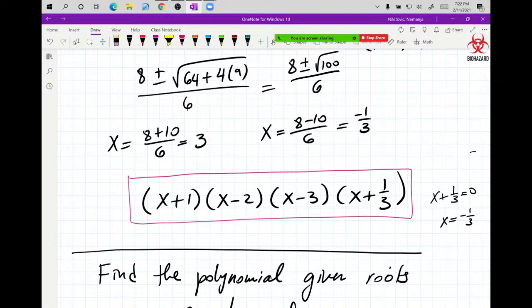Now, we'll have to do more of these examples next class, because we ran out of time now. We'll do more of this next class, and we'll go from there.